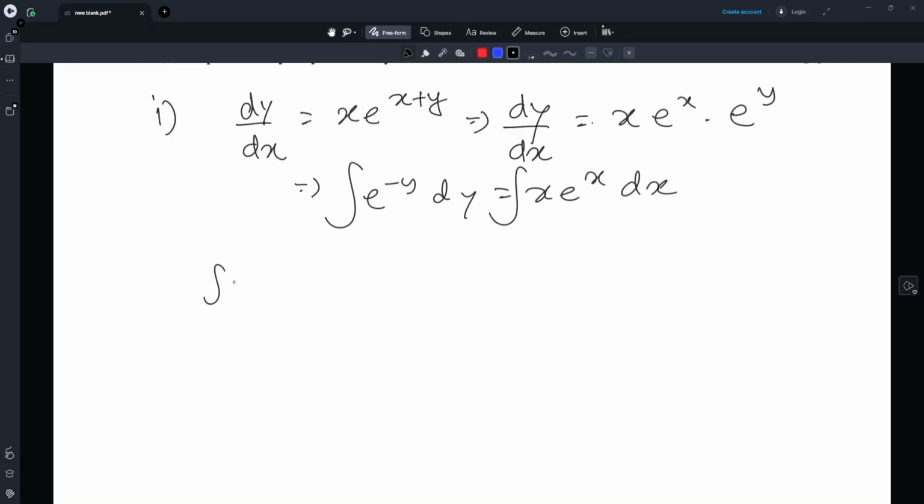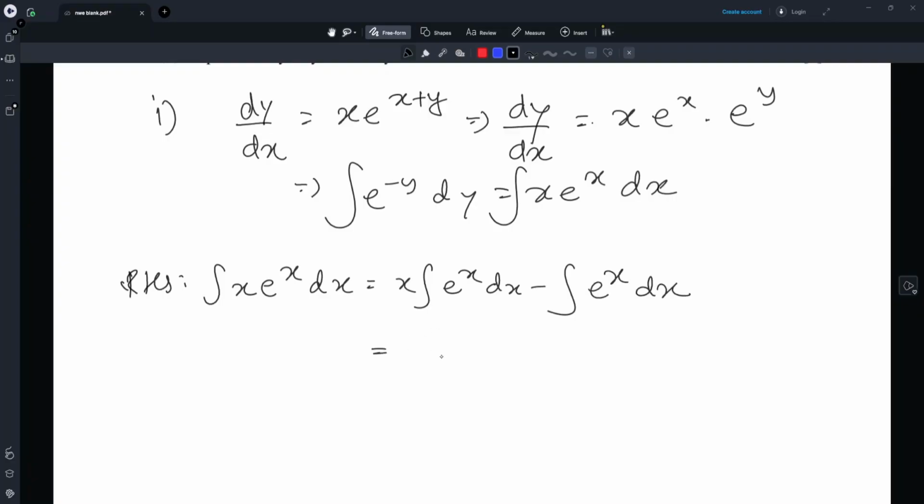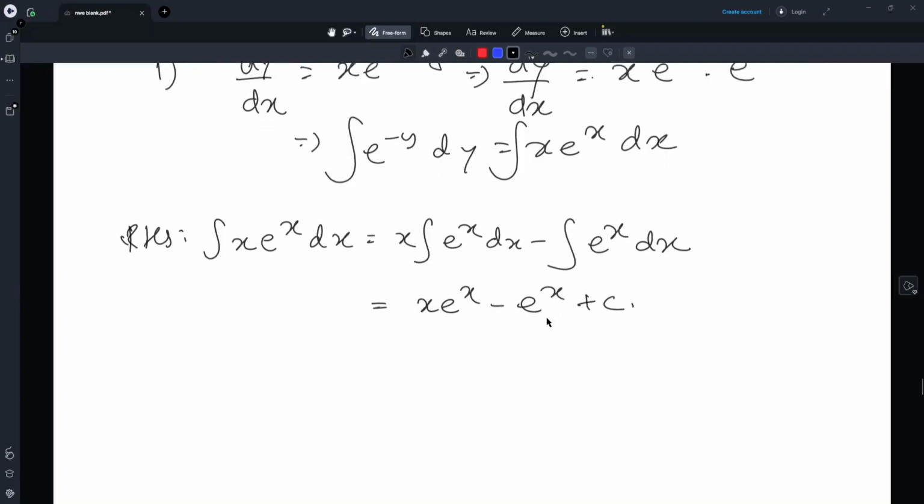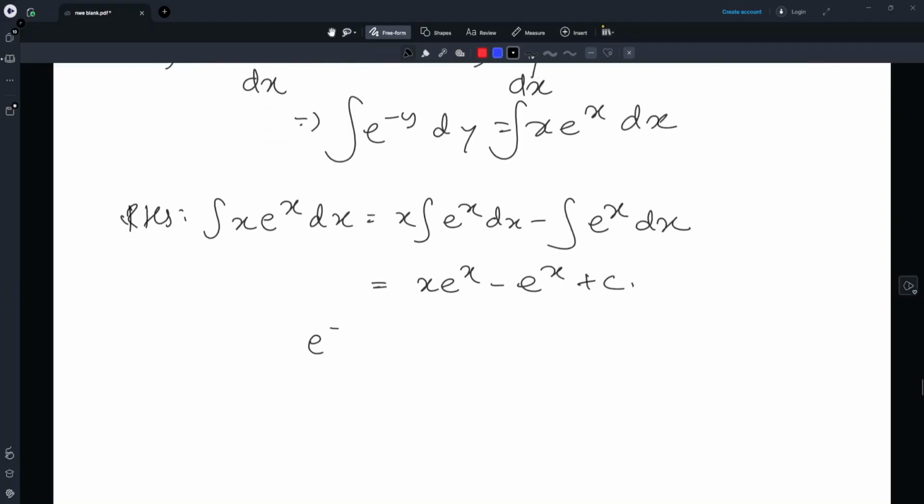So first of all, on the right hand side, the integral of x e to the power x dx equals, I'll leave this as is, integrate this, minus the integral of the derivative of this times the integral of this, e to the power x dx. This equals x e to the power x minus e to the power x plus c. So we have here minus e to the power minus y equals x e to the power x minus e to the power x plus c.